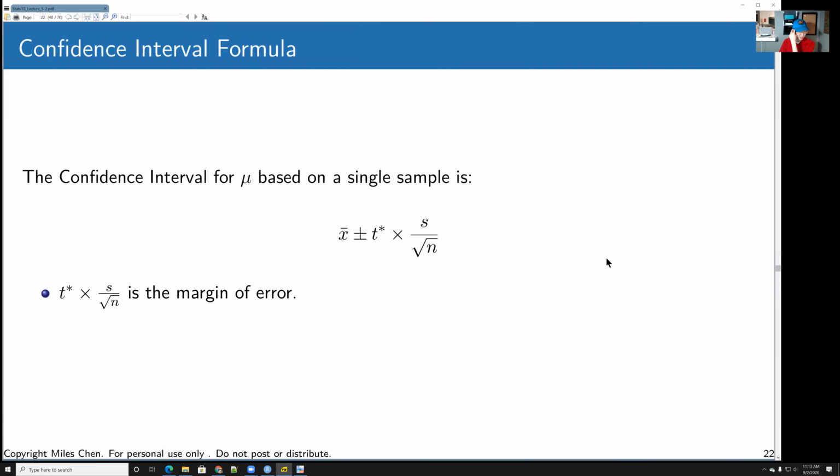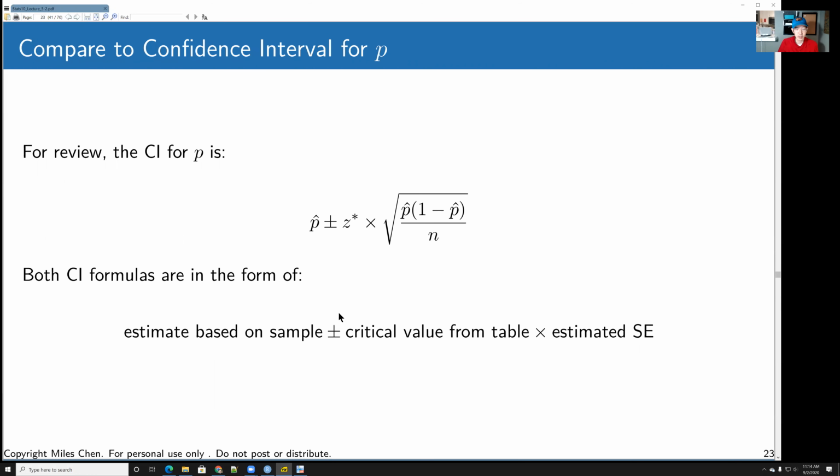Okay, so let's go ahead and put everything together. The confidence interval for the population mean mu based on a single sample is going to be this: x bar plus or minus t star times your standard error, which is s divided by the square root of n. And this part, t star times the standard error, is known as the margin of error. All right, and if you compare that to the confidence interval for p, it's p hat plus or minus z star times the square root of p hat times 1 minus p hat over n.